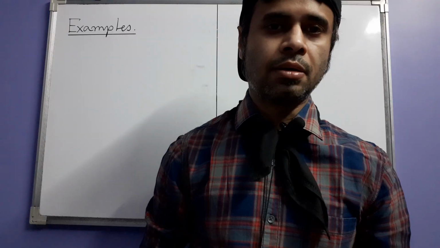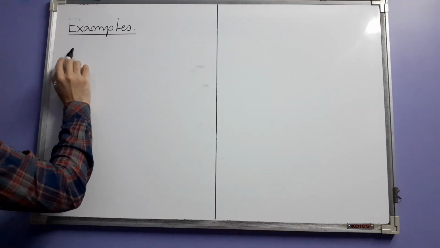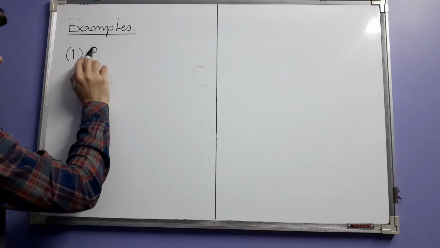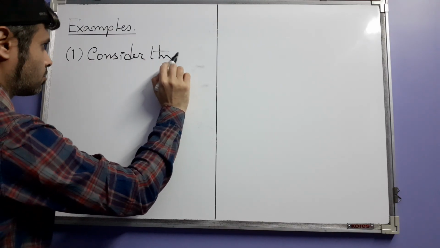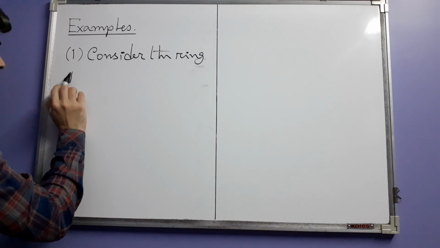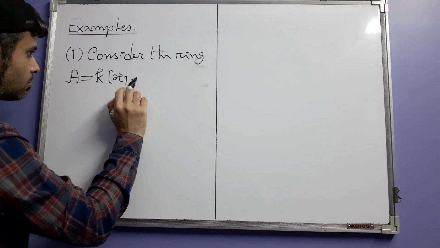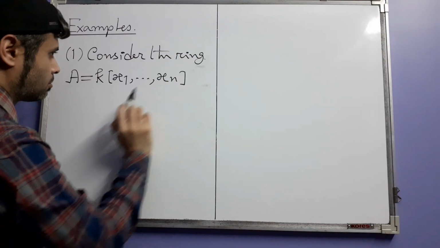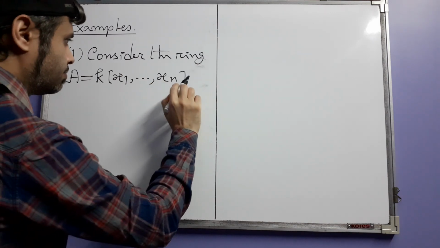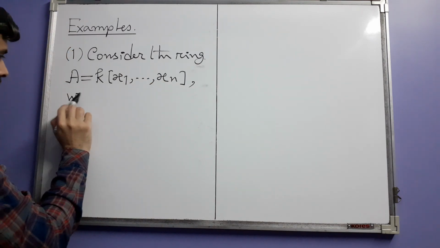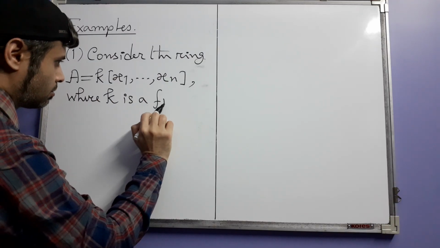Let us see 3 examples today. In the first example, consider the polynomial ring in these indeterminates or unknowns x1, x2 up to xn, where K is a field.